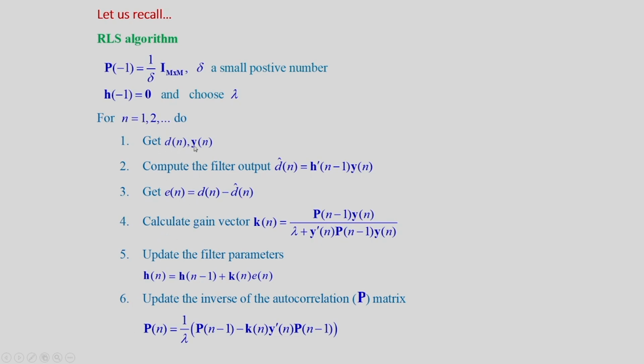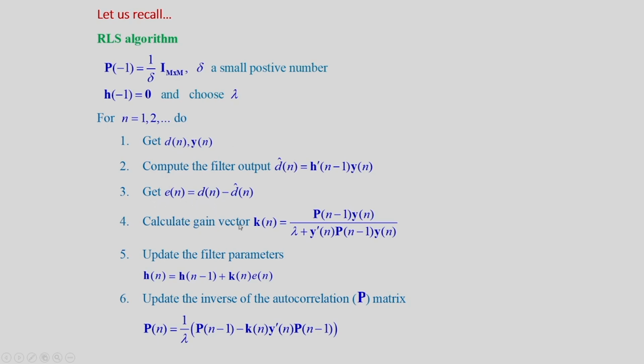First, get dn and yn; this is the desired signal and this is the input vector. Compute the filter output d hat n, which is the previous filter estimate into yn vector. Then we compute en is equal to dn minus d hat n. D hat n we have computed, dn is here. So, we have to find out the error.